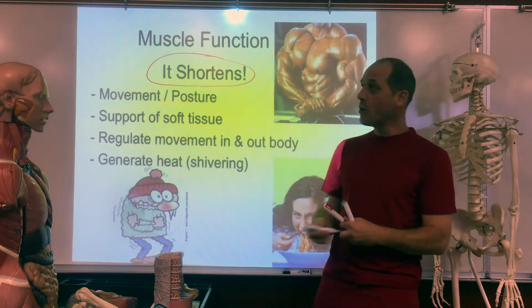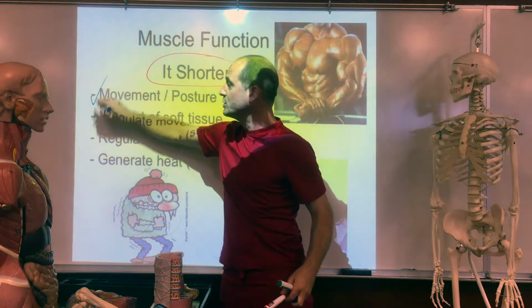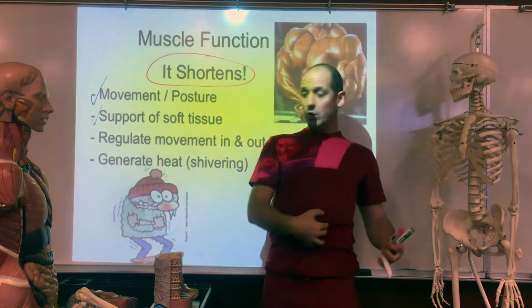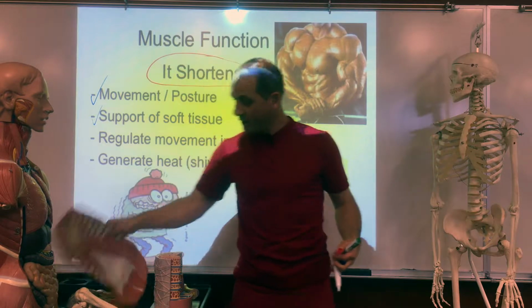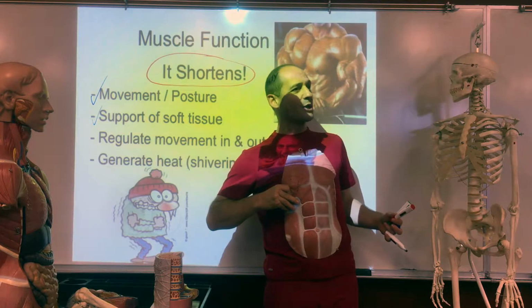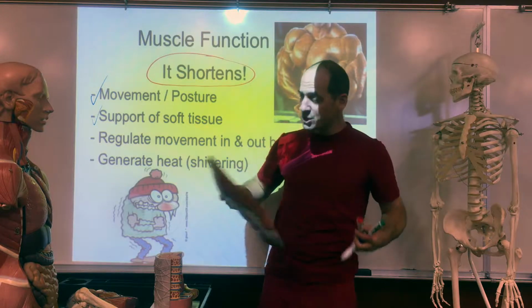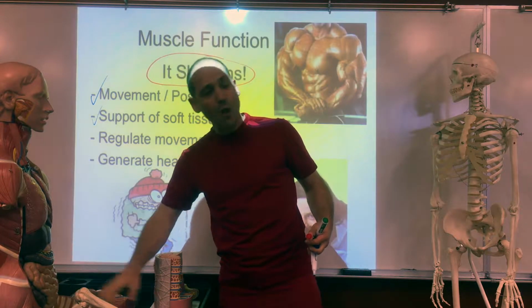Then muscle also supports soft tissue, like the gut behind the stomach wall. We've got six packs here galore, or eight-packs. So behind that is the gut. That's supported, protected. That's one good example of that.